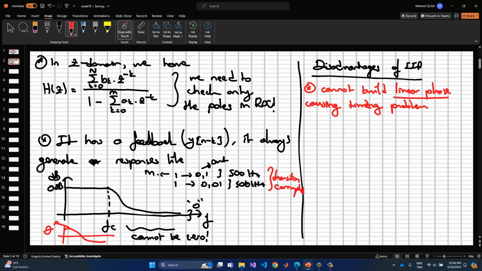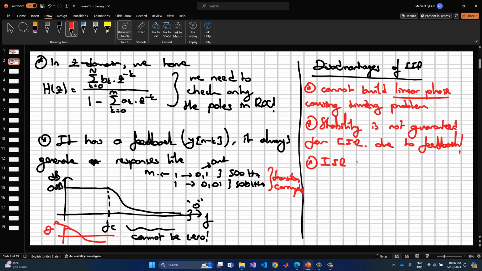due to these regions. Okay, also the stability of this filter is not guaranteed for IIR due to the feedback components. Okay, we should always check the values of these terms, okay? And also IIR filters, as a result, are closed loop systems.